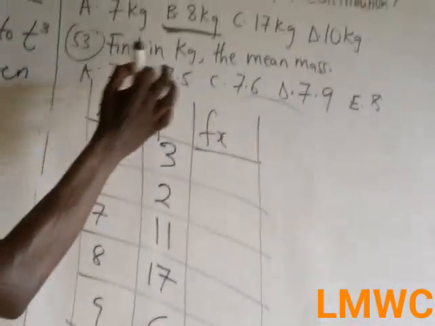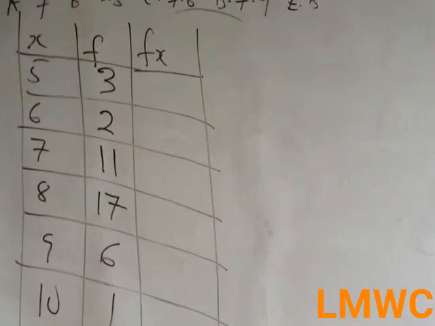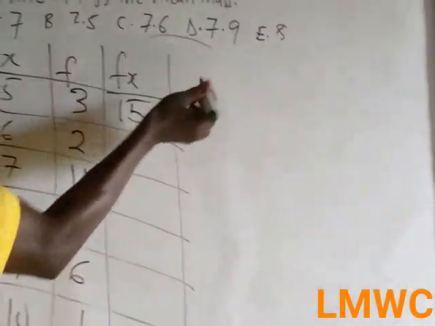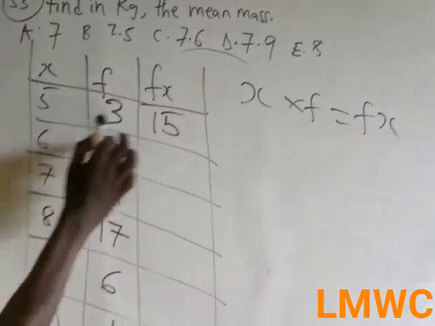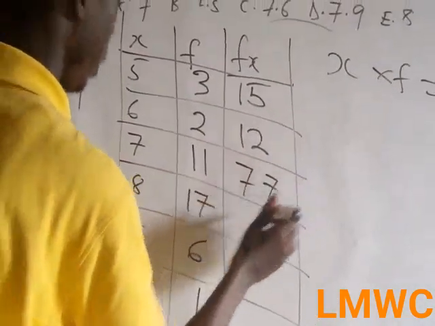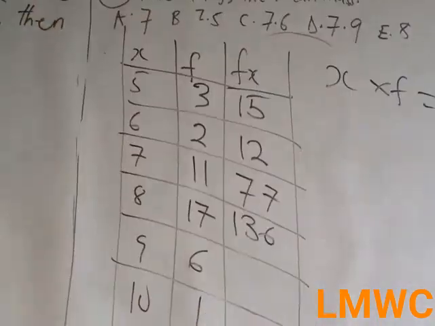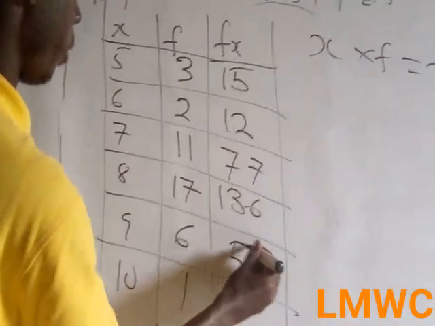Fx means x times f. That's why I labeled here f. I labeled the first one x. Always in your table, the first row is your x values. The second row is your f values. 5 times 3, 15. You multiply because x times f is equal to fx. 6 times 2, 12. 7 times 11, 77. 8 times 17, we have 136. You can use your calculator and check. 9 times 6 is 54.